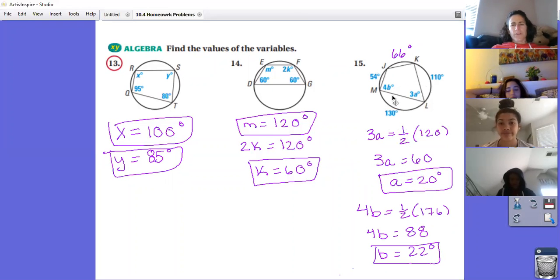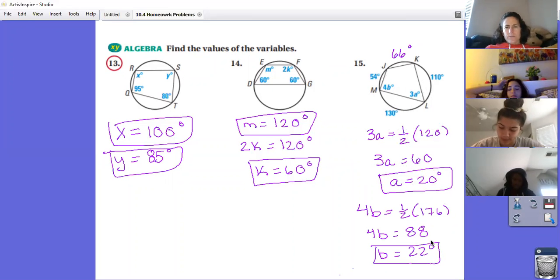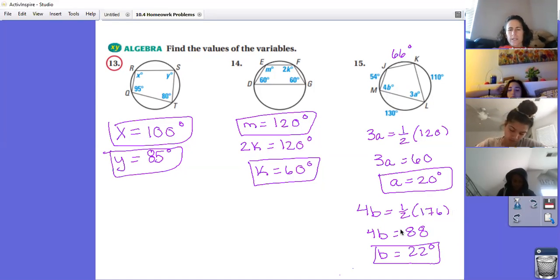So I just used the theorem that the inscribed angle is half the arc that it creates. That's what I did. I thought it was easier. And then to solve for B, angle M here creates arc JL. So I added 66 and 110 and got 176. Then I set up the equation: this angle 4B is equal to half of 176. And then I just solved the equation and got B is equal to 22.